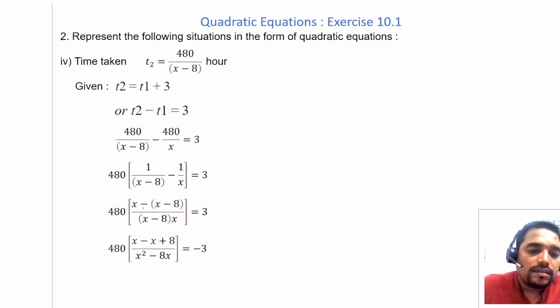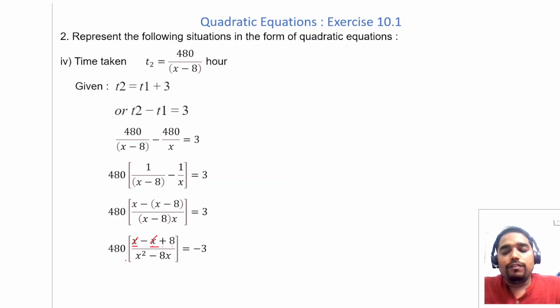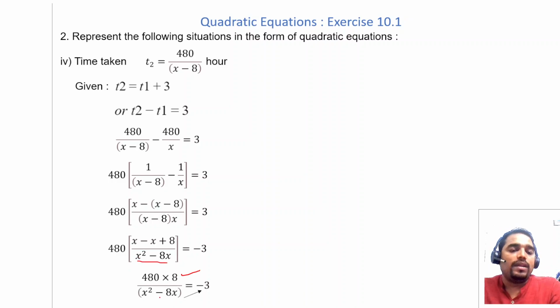That is, x minus of x minus 8: minus x plus x would be minus x, and minus into minus is plus, so we would get plus 8 here. Now coming to the denominator, x gets multiplied by x, which is x square. x into minus 8 is minus 8x. Now we see that there are two terms in the numerator, that is plus x and minus x. So these two would get cancelled, and we would be left with 480 multiplied by 8 in the numerator, followed by x square minus 8x in the denominator, which would remain as it is.